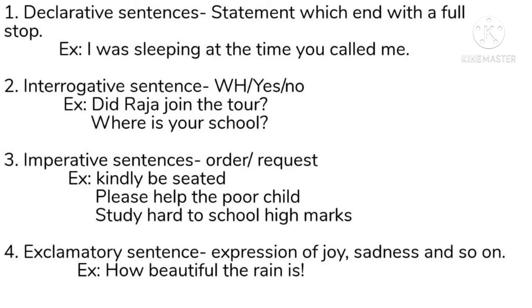Next one, imperative sentences. Imperative sentences indicate politeness, request, command, order, advice, instruction, or preaching. Example, kindly be seated. Please help the poor child. Study hard to score high marks. Fourth one, exclamatory sentences. Exclamatory sentences are expressions of blessings and wishes, joy and happiness, surprise, sorrow, and so on. For example, how beautiful the rain is!